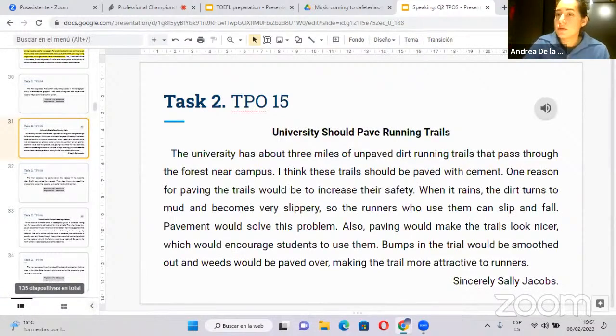Same thing here. You will have 45 seconds to read the article and then we'll go.